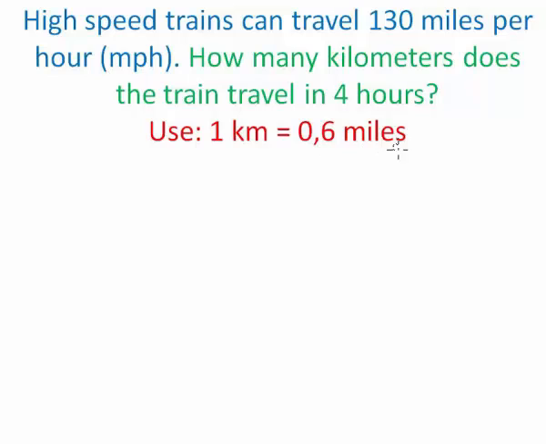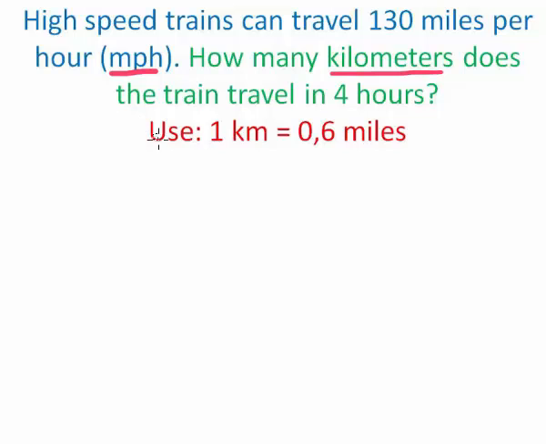So let's have a look why we've been given this information. High-speed trains can travel at 130 miles per hour, and they are asking us how many kilometers the train travels in 4 hours. So we are going to have to do two things here. We first have to convert our miles per hour to kilometers per hour, and when we've done that, only then can we calculate how many kilometers it has done. And this is our conversion that we have to use.